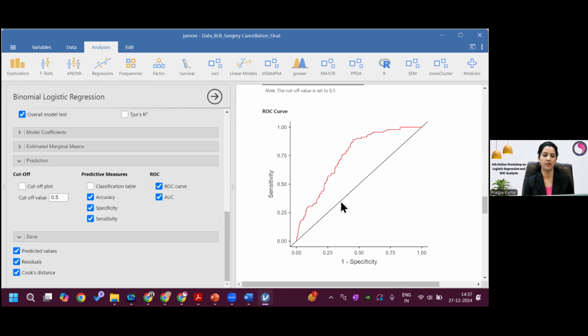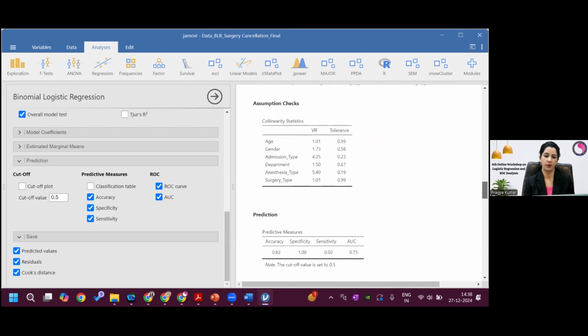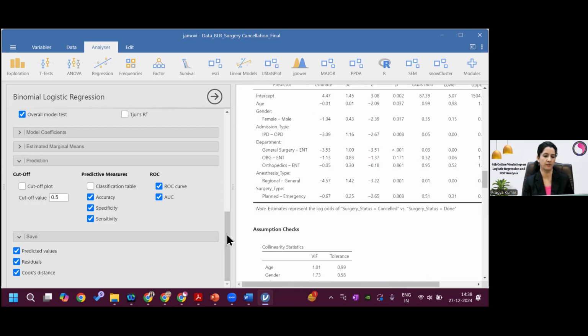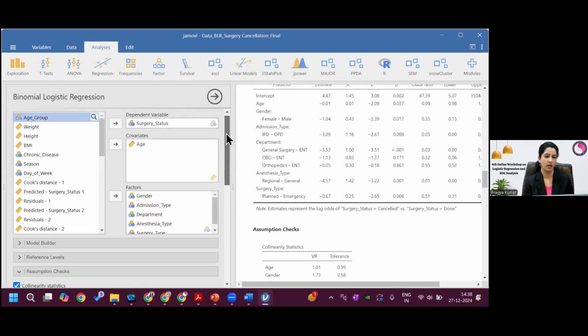And this is the ROC curve, and this is for the cutoff 0.5. If you increase the cutoff, this will change. Everything will change. So that's the overall interface of this. I'll once again show you how to do this.